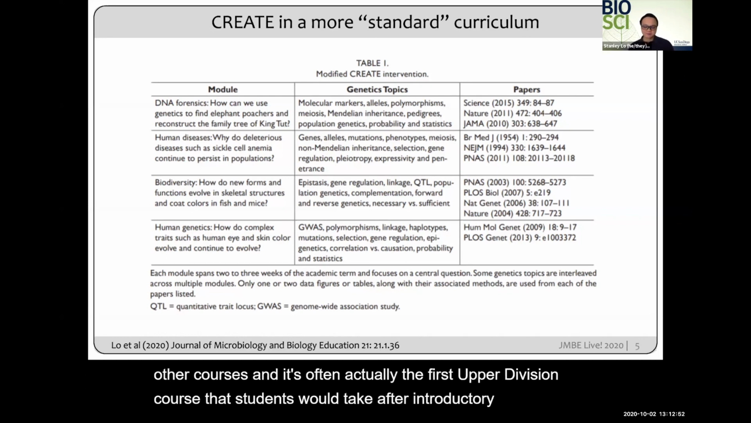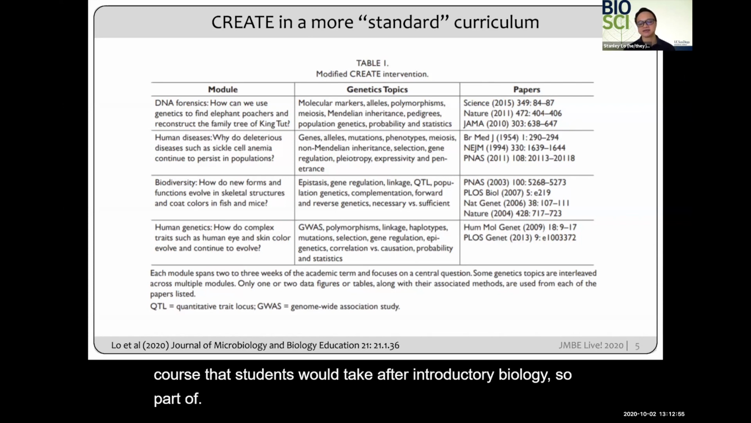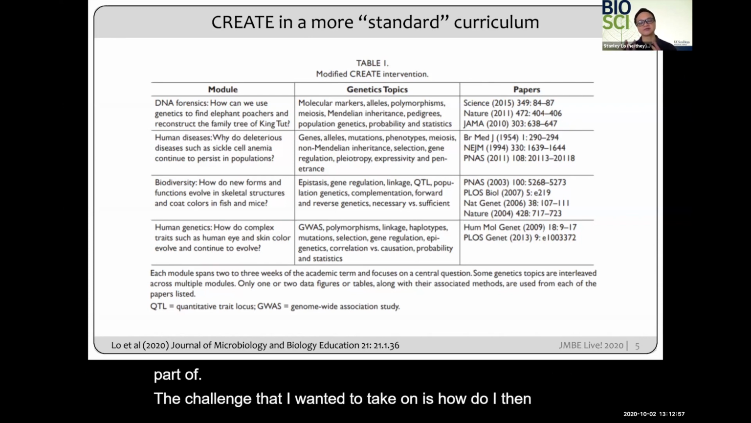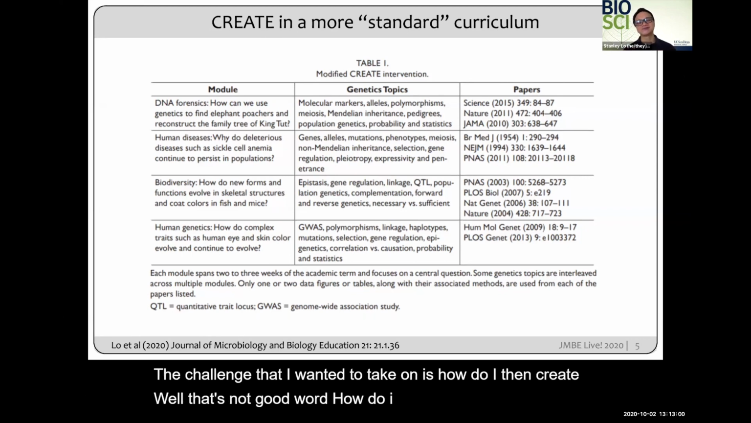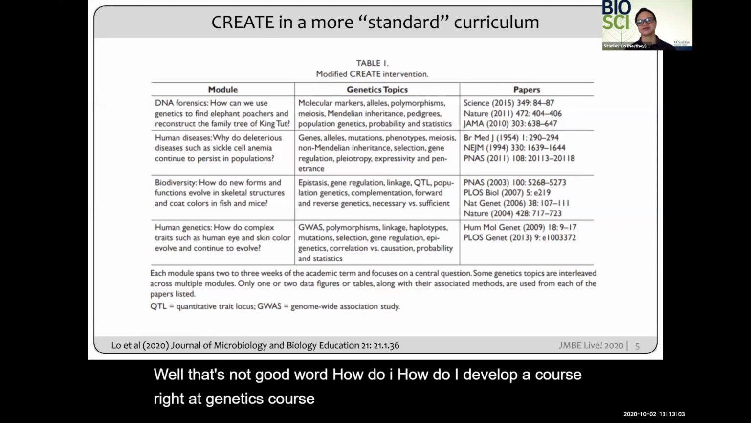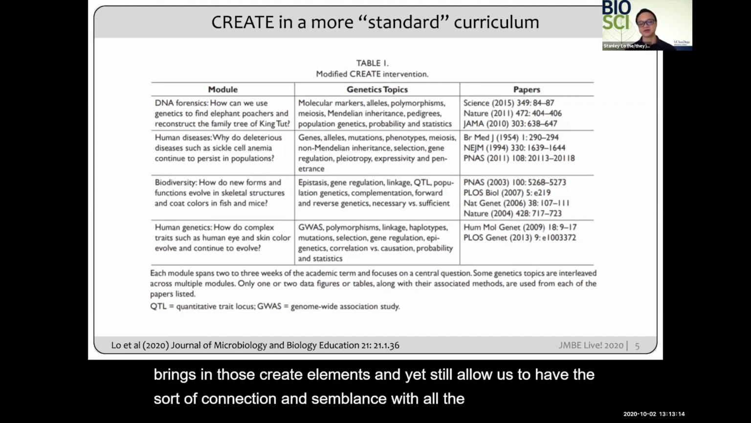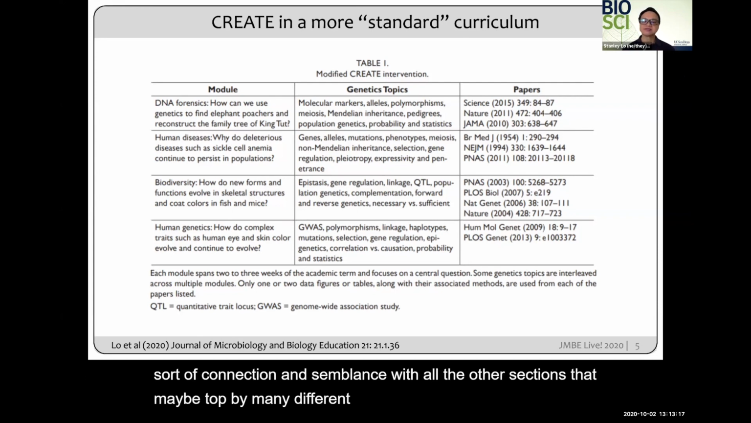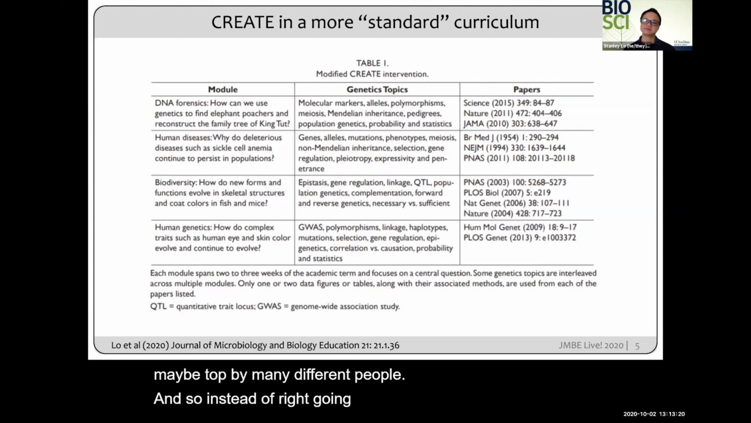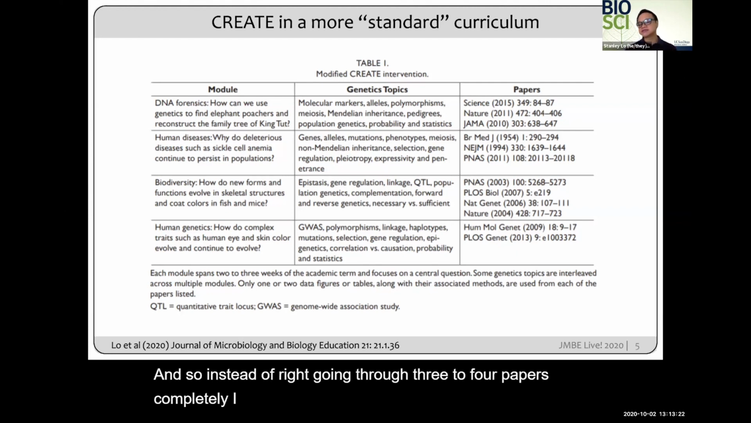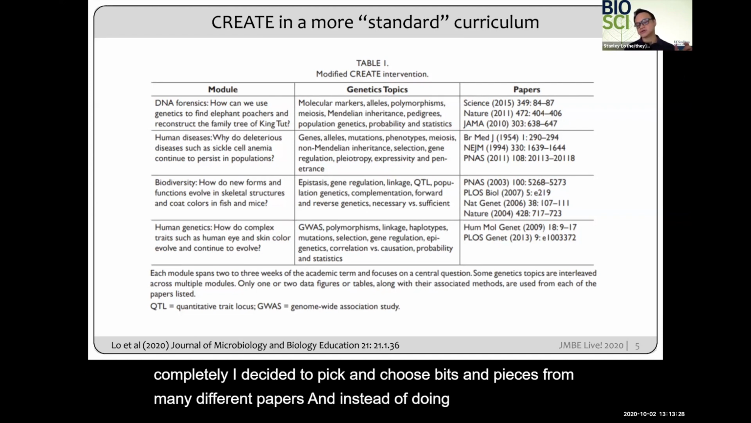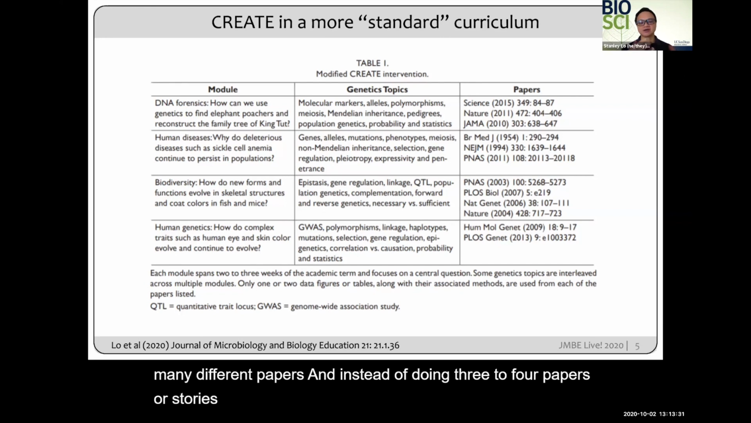So part of the challenge that I wanted to take on is how do I develop a genetics course in more of a standard curriculum that brings in those CREATE elements and yet still allows us to have some connection and semblance with all the other sections that may be taught by many different people. And so instead of going through 3 to 4 papers completely, I decided to pick and choose bits and pieces from many different papers. And instead of doing 3 to 4 papers or stories that are connected, I created 4 different modules.